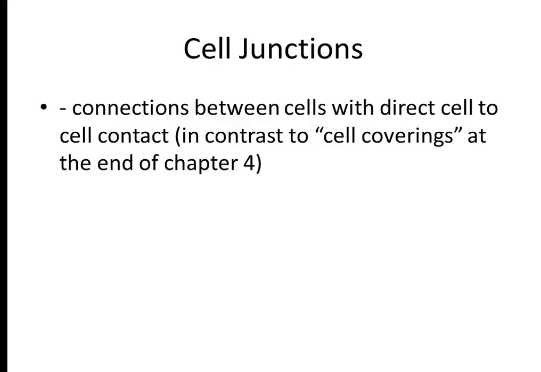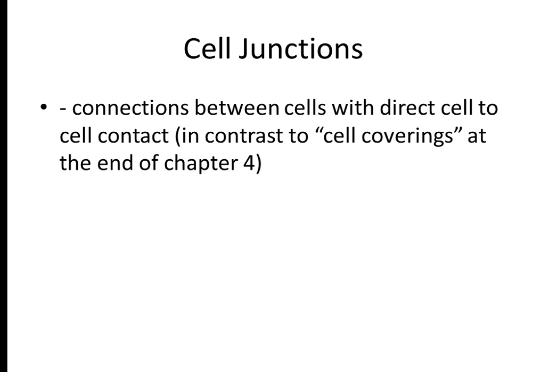Hello, in this video we're going to look at cell junctions and then just the idea of what chapter 6 on cell communication is talking about. Cell junctions occur in animal cells where you have direct cell-to-cell contact. This would be in contrast to what we talked about in chapter 4, where we talked about cell coverings, things like the extracellular matrix, that grid work of proteins and polysaccharides located in between the cells where there's a little bit of space between the cells.